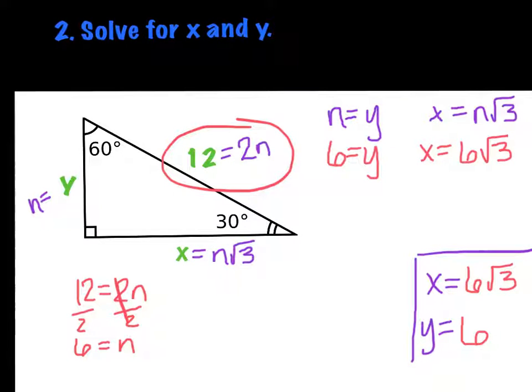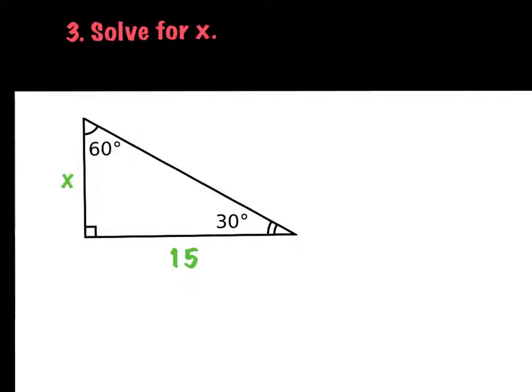Let's try one more. Okay, this time we're just solving for x. So we have to find the shortest side of our right triangle. So let's put a spot for our answer. X equals. Okay, so let's go ahead and fill in our template like we always do. So the smallest side is n. The hypotenuse is 2n. We don't really need that because we're not dealing with that side. And then this side is n root 3.